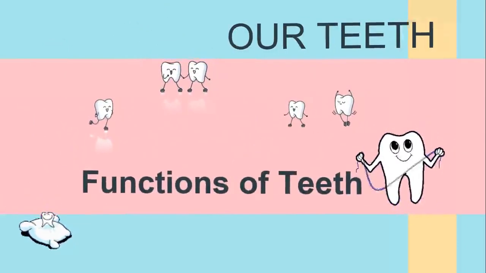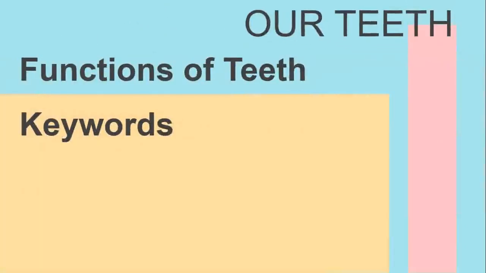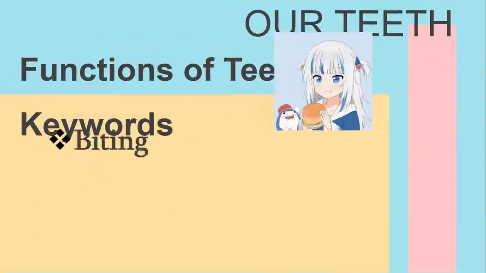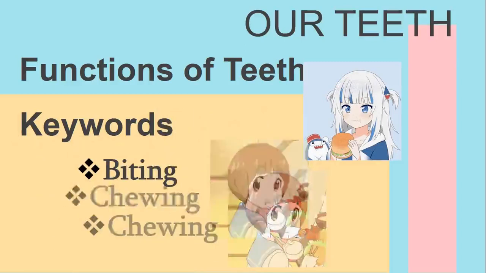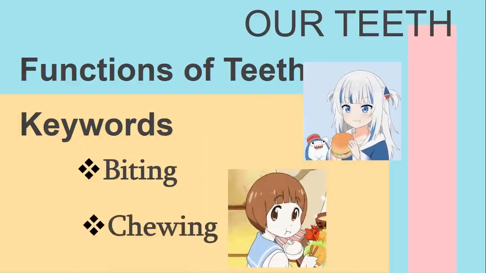Functions of teeth. Keywords are biting. Biting is a common behavior involving the opening and closing of the jaw. Next keyword is chewing. Chewing is a process in which food is crushed by teeth.